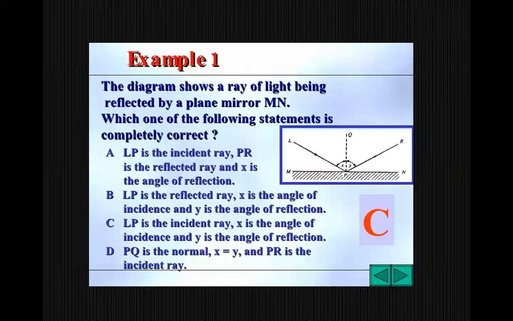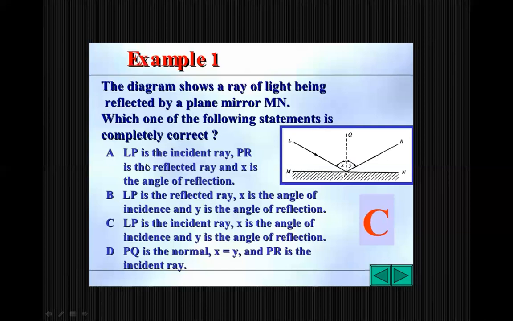Okay, now we will move towards the examples, as examples are the important part of the lecture. Without understanding the examples, you will not be able to solve any question. So in the first example, the diagram shows a ray of light being reflected by a plane mirror MN. There is a mirror you can see in the diagram, that is MN. Which one of the following statements is correct here? You can see that LP is the incident ray, PR is the reflected ray, QP is the normal, X is the angle of incidence, Y is the angle of reflection.